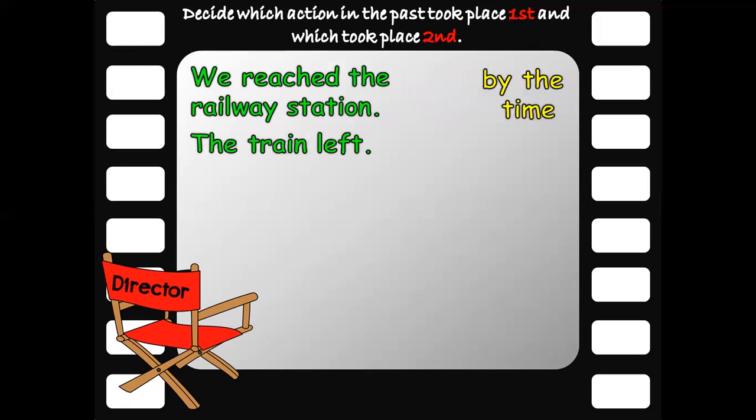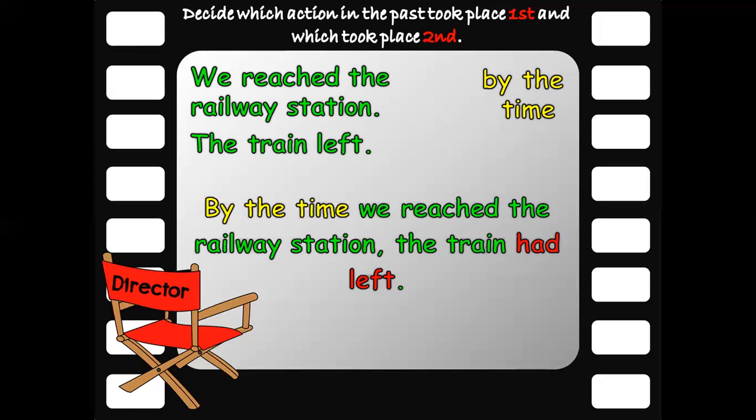We reached the railway station. The train left. If you use reach in the past perfect, that means we have caught the train or missed it. If we had reached first, we caught the train. But if you say had left, that means the train came first, so we missed it. Okay?